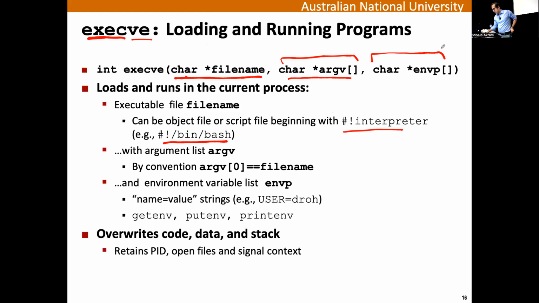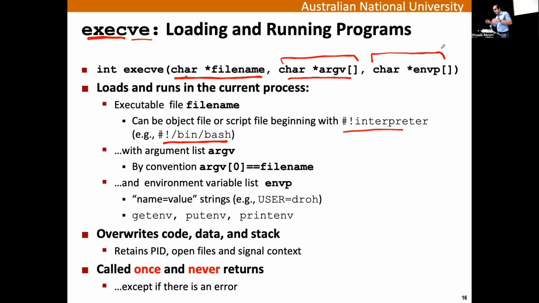The interesting thing about the exec family of system calls is that it runs a new program in the context of the current process. So it does not create a new copy of the address space. It does not actually create a new process. It overwrites the code, data, stack, the address space of the process that calls it.